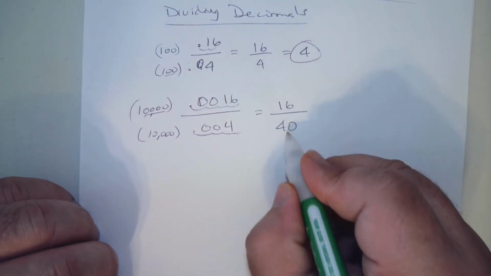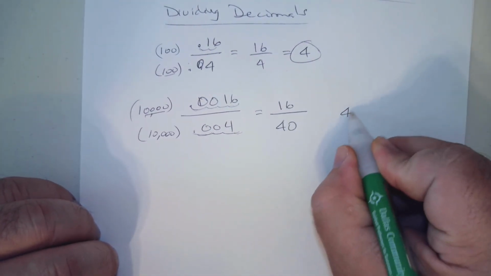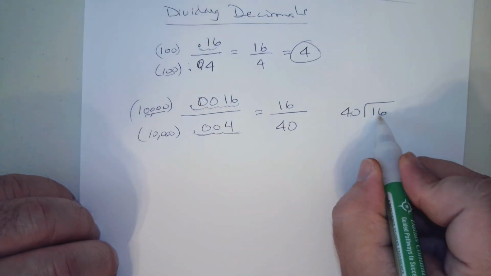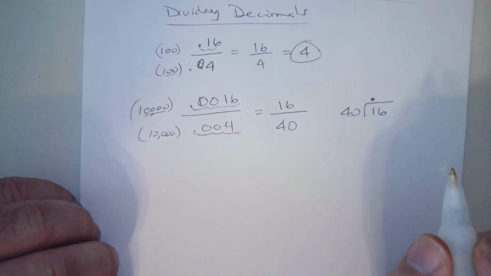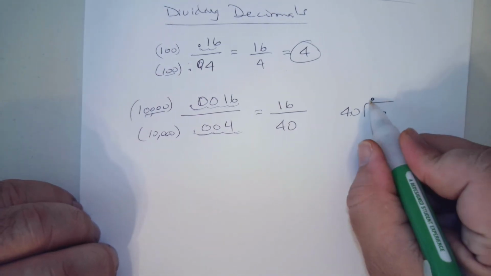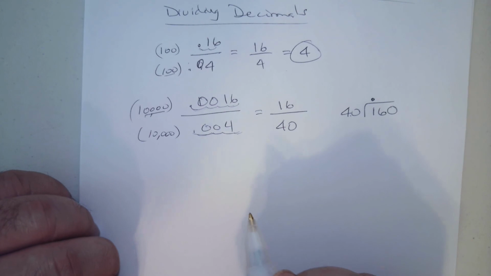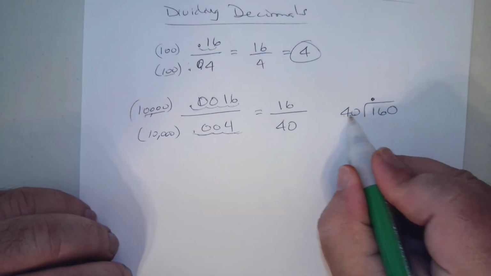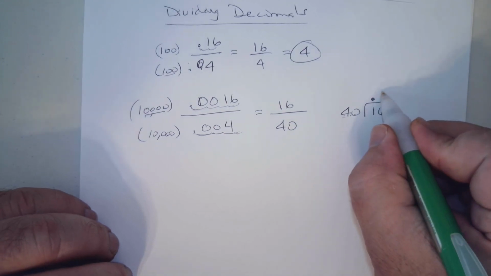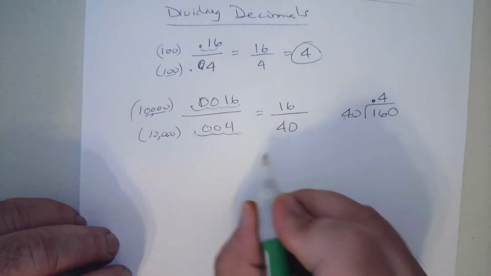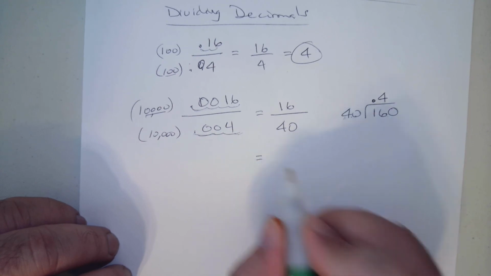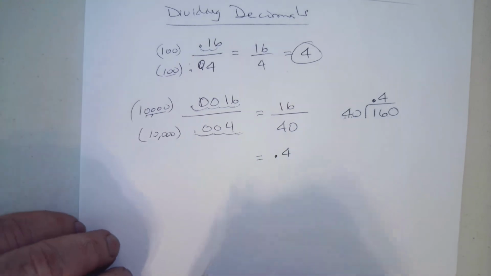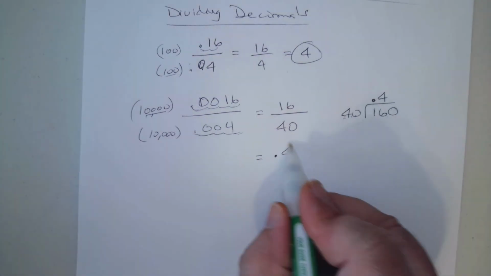Now we have 16 divided by 40. Does 40 go into 16? No, so I put a decimal. When I put a decimal there, in other words, I added a number on top of 0. So 40 goes into 160 4 times. The answer is 0.04.